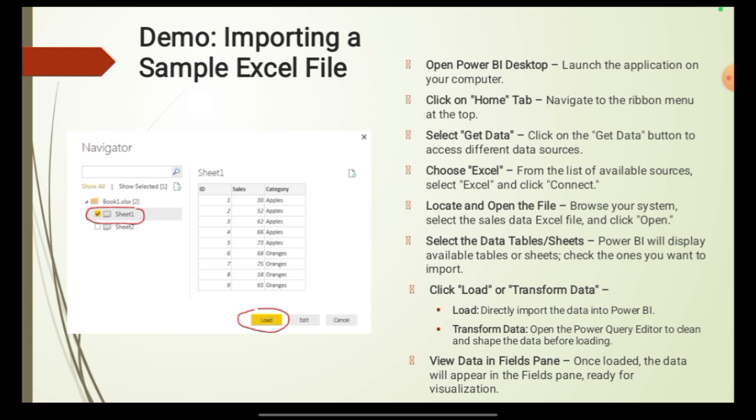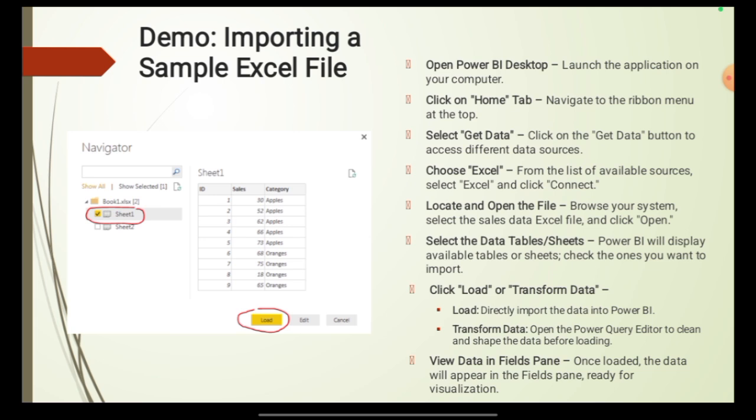Select the data tables sheets. Power BI will display available tables or sheets. Check the ones you want to import. Click Load or Transform Data. Load. Directly import the data into Power BI. Transform data. Open the Power Query editor to clean and shape the data before loading. View data in Fields pane. Once loaded, the data will appear in the Fields pane ready for visualization.